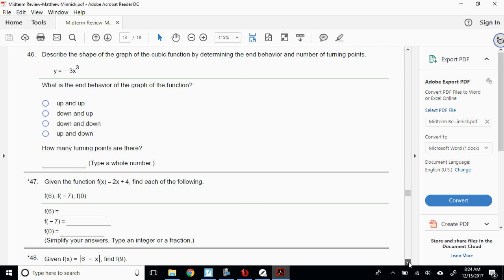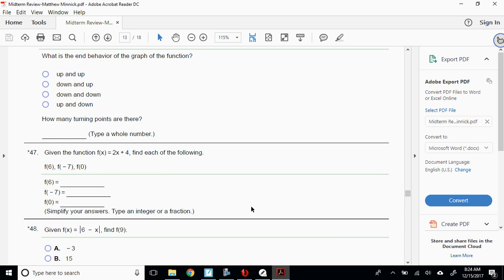47, f of 6 is 16. F of negative 7 is negative 10. And f of 0 is 4. So 47, we're looking at 16, negative 10, and 4.